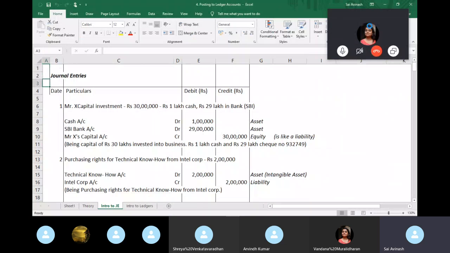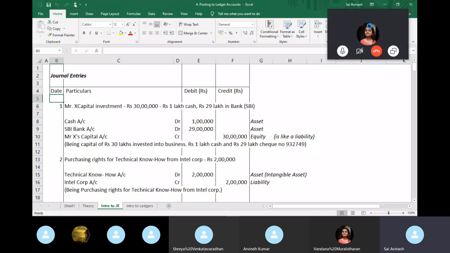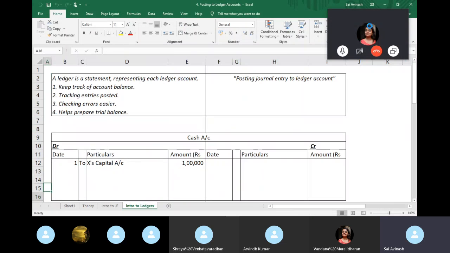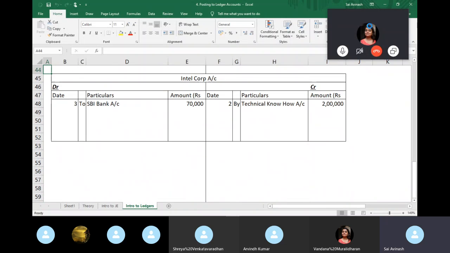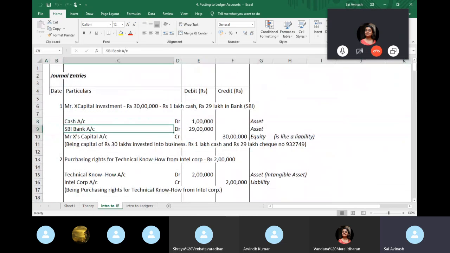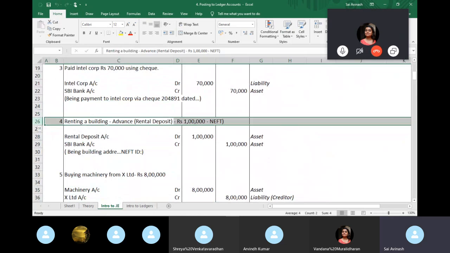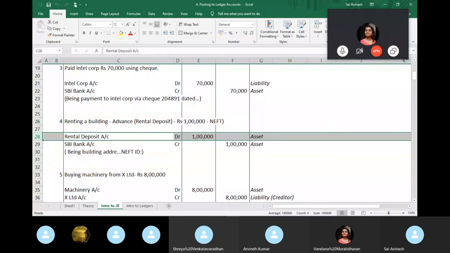Okay. So we'll come back to ledgers. Quick recap. What are we doing with the ledger? We are basically going to execute these transactions. Every transaction, every journal entry I have, I'm going to post it to individual ledger accounts, correct? So how much have we gone up until? Third transaction. So we have accounted 3 journal entries. The fourth journal entry is renting a building. I know I've created the SBI bank account.